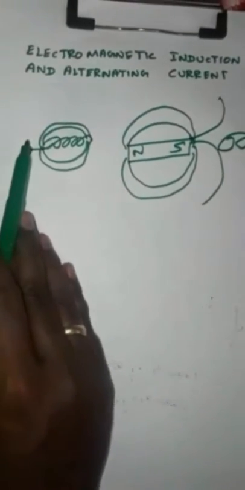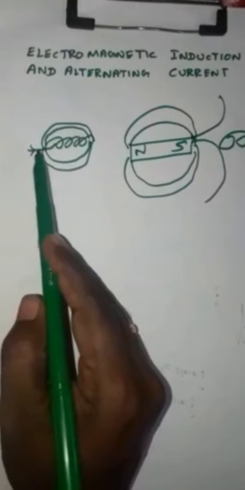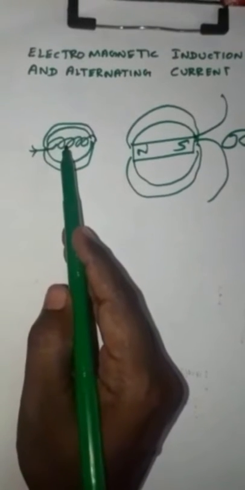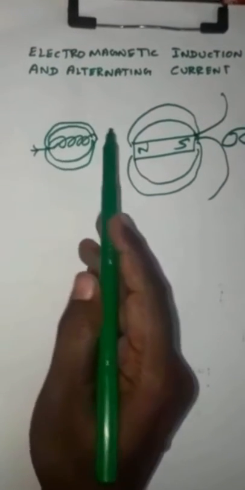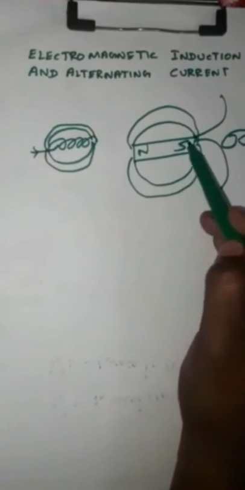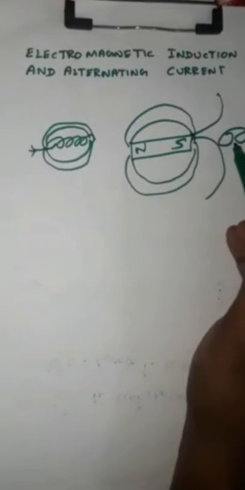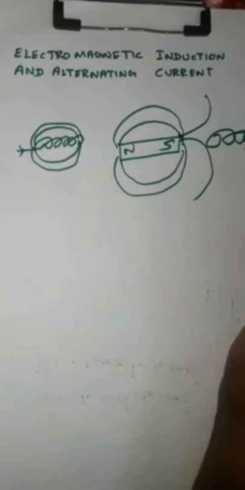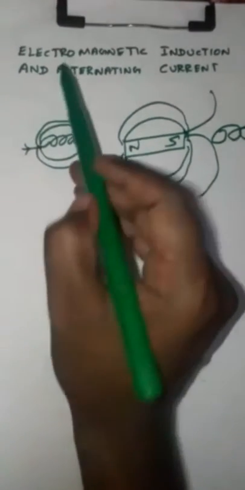In the previous lesson we discussed that when current passes through a coil, the current carrying coil acts as a magnet. In this lesson it's the reverse of this. When the lines of force pass through the coil, it produces current. This is called electromagnetic induction.